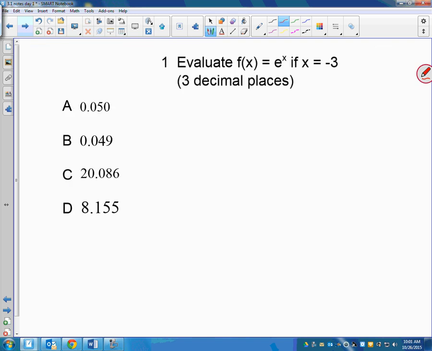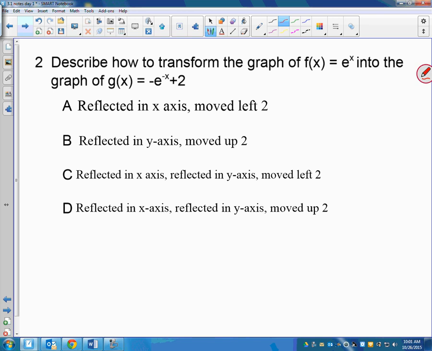How about this one? Let's look at this one before I let you start. It says, describe how to transform the graph of f of x equals e to the x into the graph of g of x equals negative e to the negative x plus 2. There's a whole lot of transformations going on in that. So don't say it out loud, but think about that and think about which choice that would be. And we'll hold up fingers in a minute, like A, B, C, D. What all would be happening on that problem?